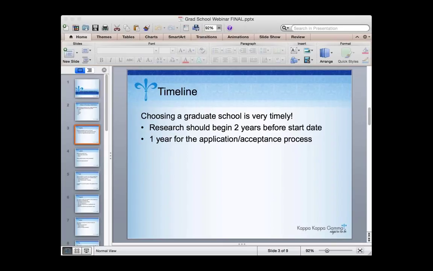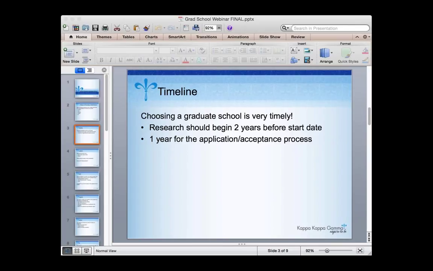So if you're anticipating starting graduate school in the fall of 2017, you should begin researching your graduate school options in the fall of 2015. I know, you heard me, that's crazy. It's 2 years ahead of time from when you actually want to start classes, but that's the reality. Your first year is going to be spent more so preparing and researching and then determining that non-negotiable list that I previously mentioned in the slide before.